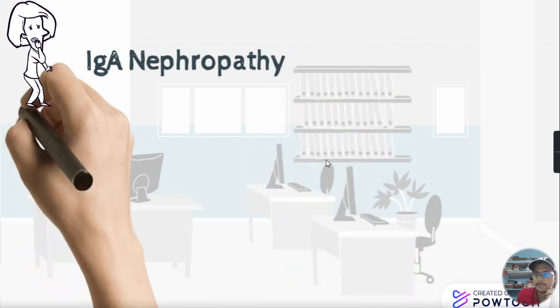Now, before studying any type of nephropathy, we should understand the meaning of nephropathy. Any kind of disease related to the kidney can be termed medically as nephropathy. So all renal disorders are medically called nephropathy.